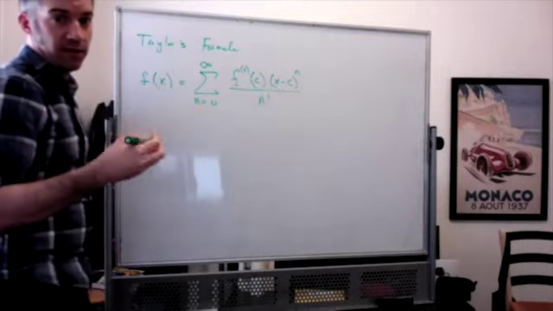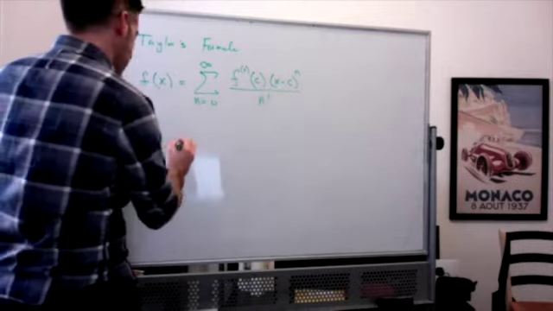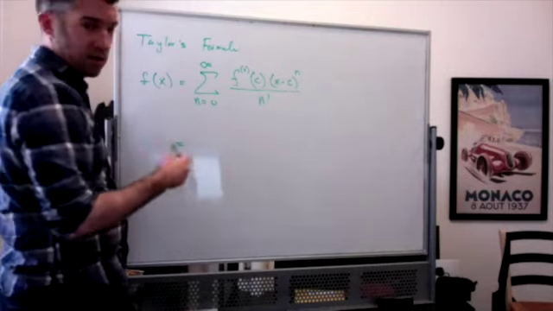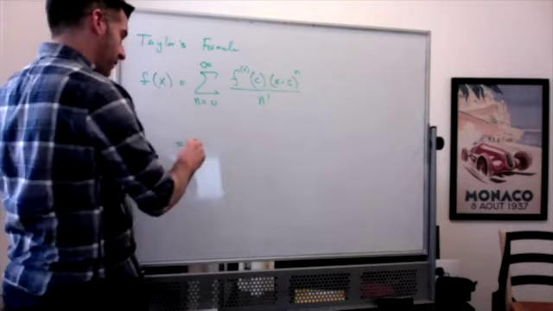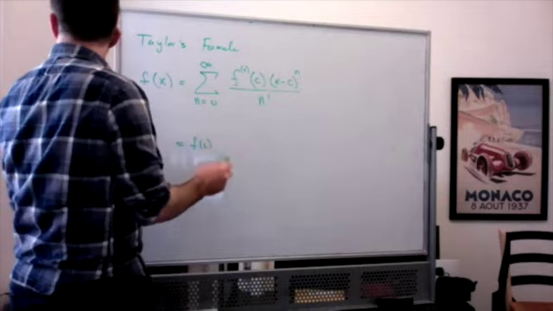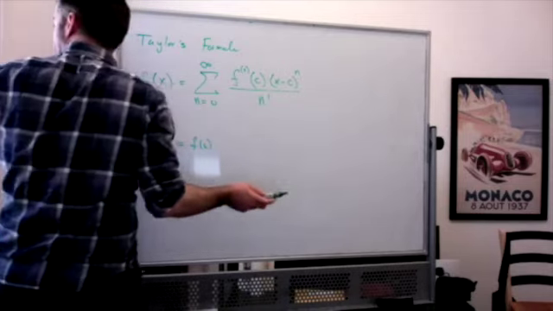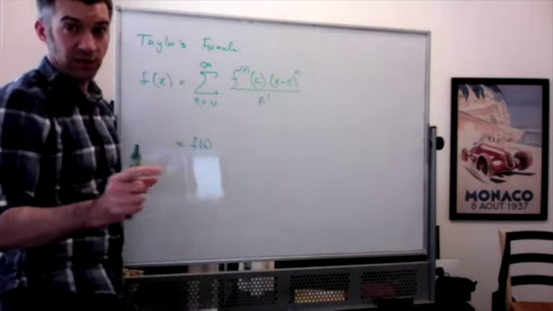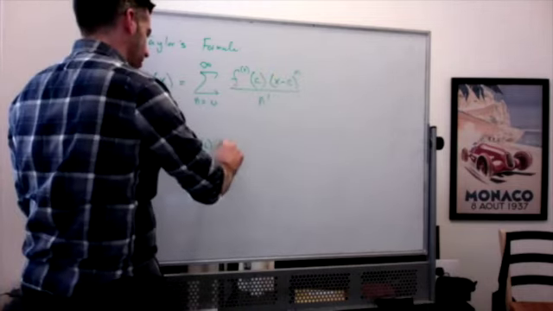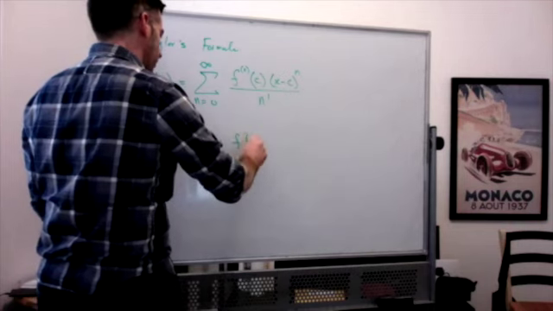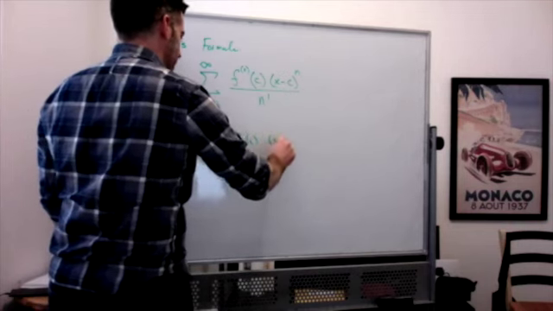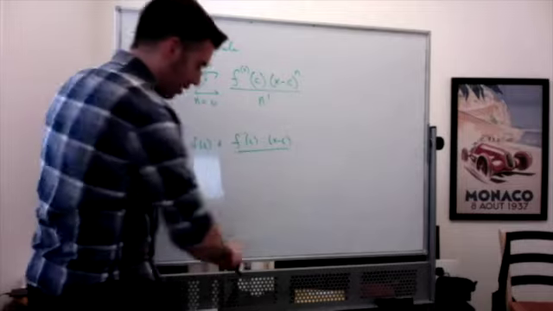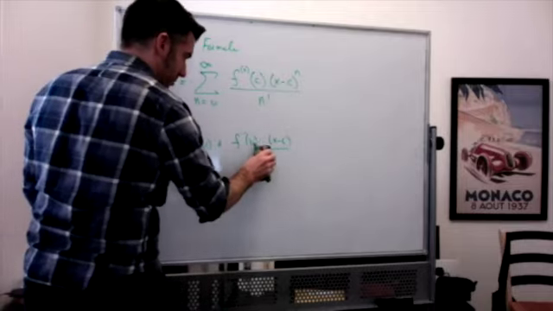So we start writing out the first few terms, right? The first term is going to be the 0th derivative, so just the function, times x minus c to the 0th divided by 0 factorial. 0 factorial is 1. And then the second term is going to be the first derivative times x minus c to the first divided by 1 factorial, which is just 1. Seems silly to write that.